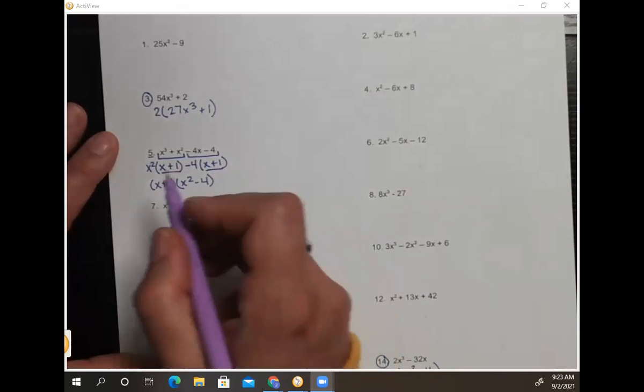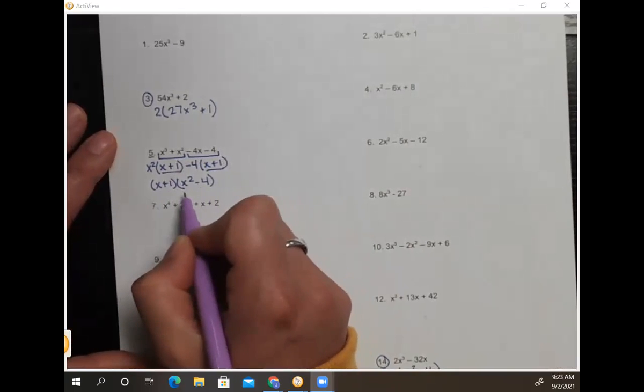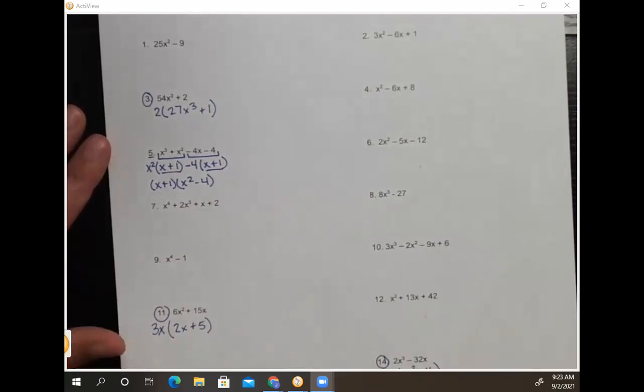Now, what I have left, these individual factors here, I don't have any GCFs within those factors. I don't have anything in 4 terms. That's as much factoring as we can do right now. What's another problem that we can factor with our grouping method?